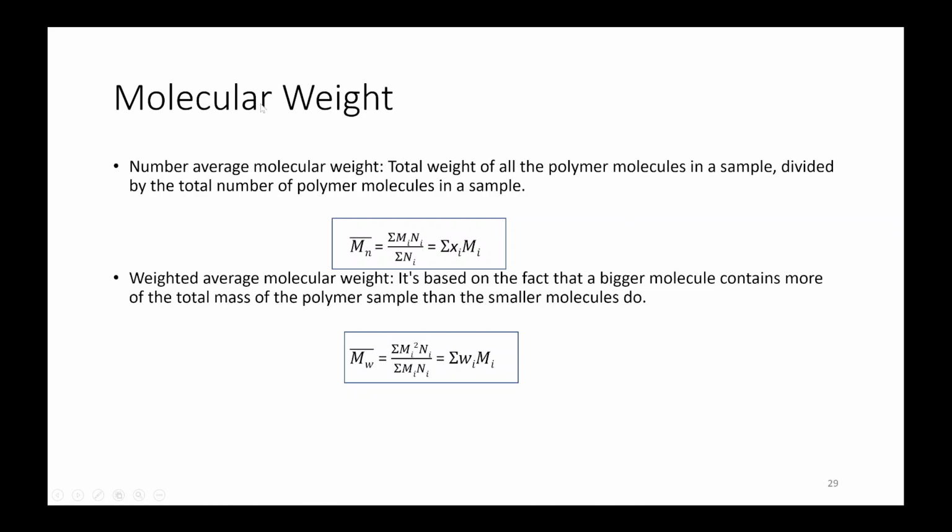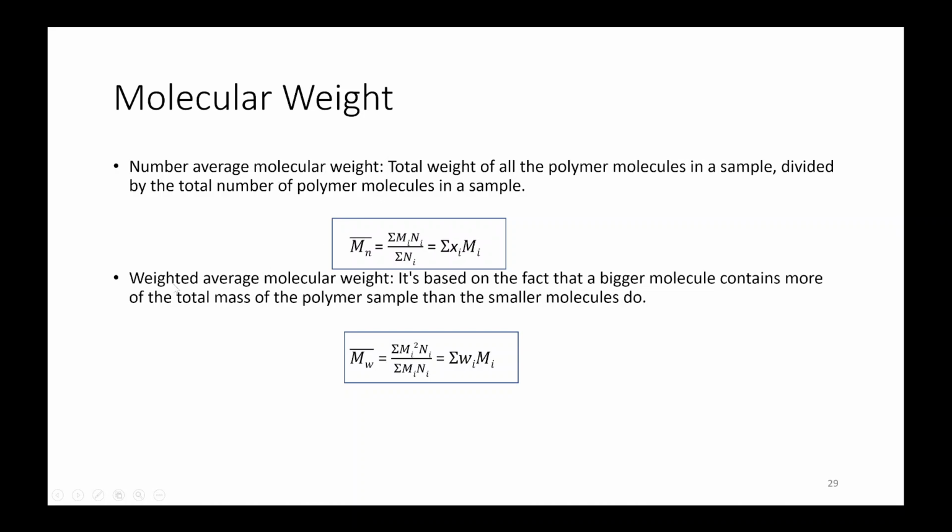Now, there are two types of molecular weights that we require in case of polymers. First is number average molecular weight. Second is weight average molecular weight. In the first, the total weight of all polymer molecules in a sample is divided by the total number of polymer molecules in the sample. So here we multiply the molecular weight by the number of moles, divided by the total number of moles. Now this will give you the number average molecular weight.